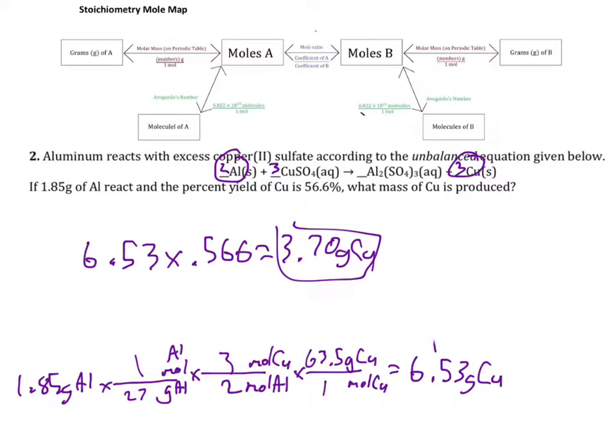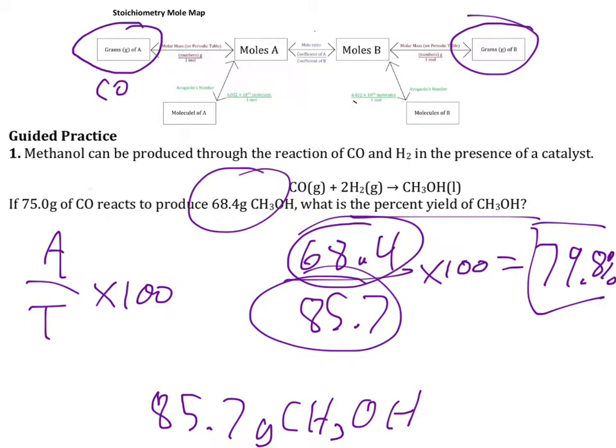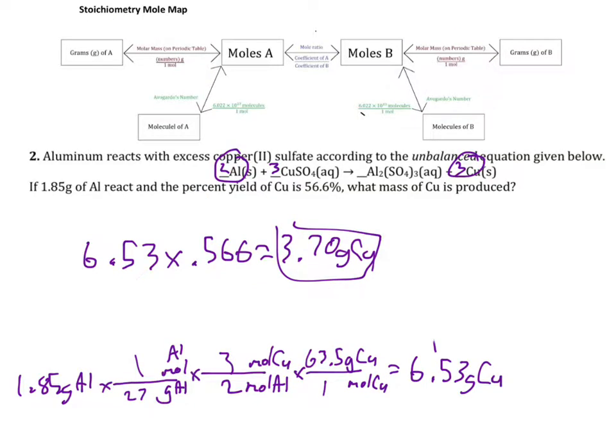So just a quick recap here. In this first problem, we were given how much we actually produced, and we were asked to calculate the percent yield. So you take what's actually produced, you divide it by what you can theoretically produce, like the maximum amount, multiplied by 100. This one, we were asked to calculate, well, how much will we actually produce if we know it's only going to be 56.6% efficient. So this concept's not too bad.